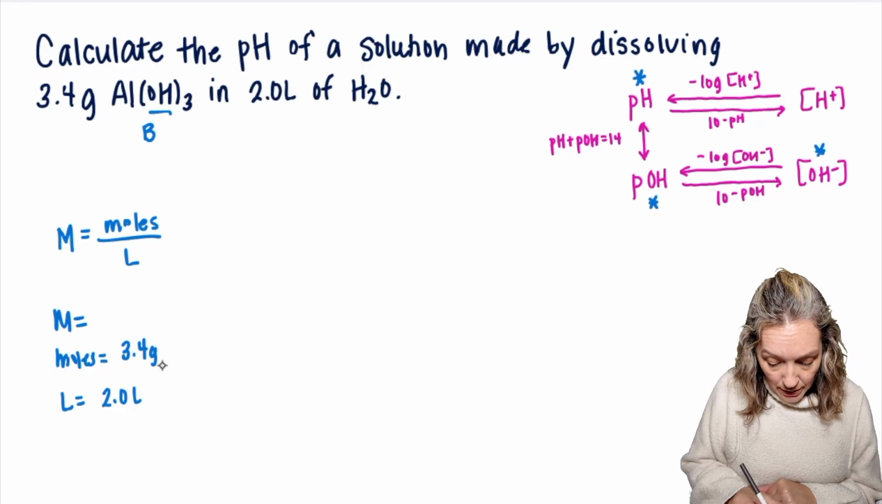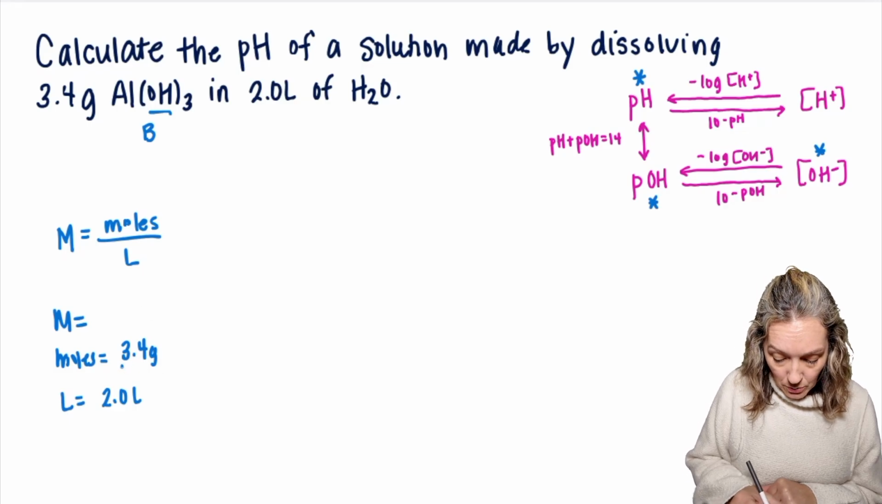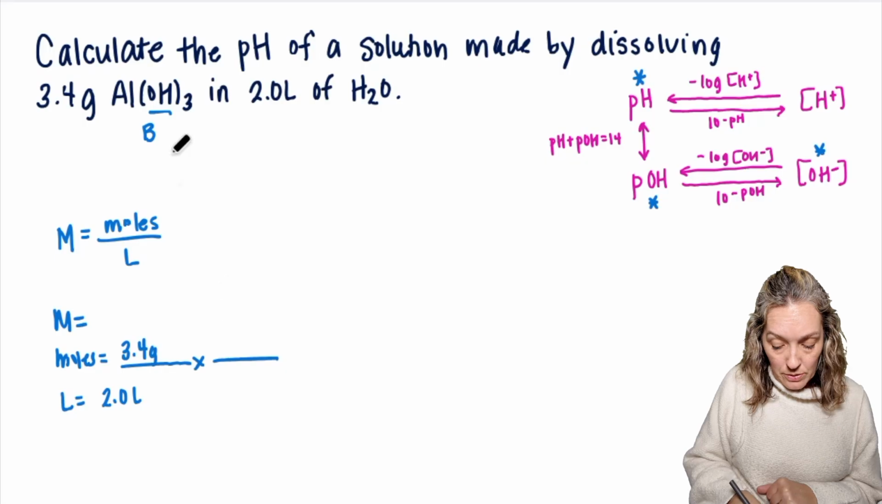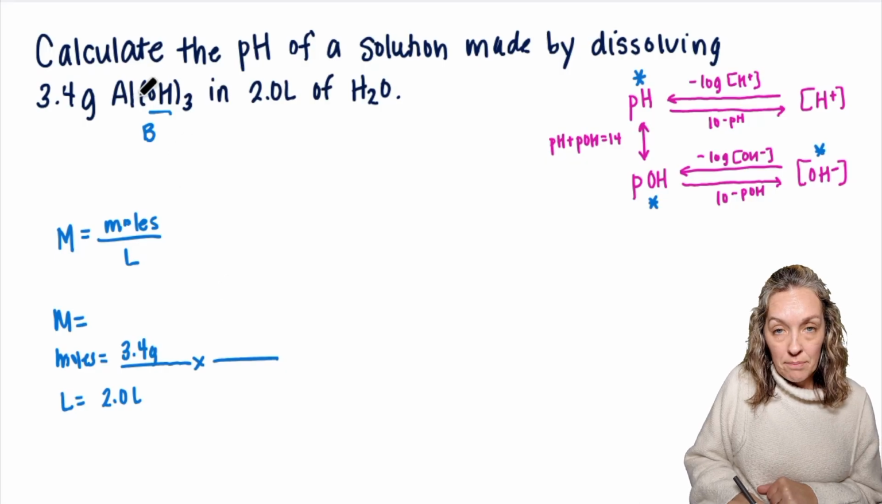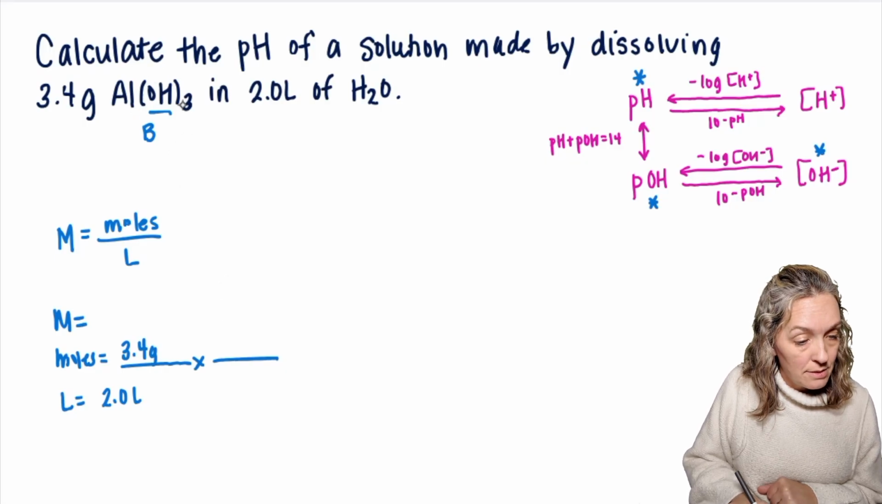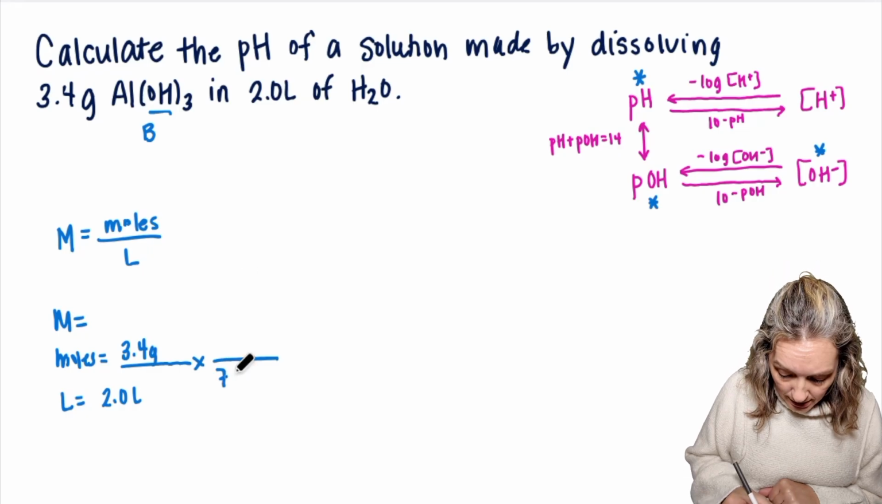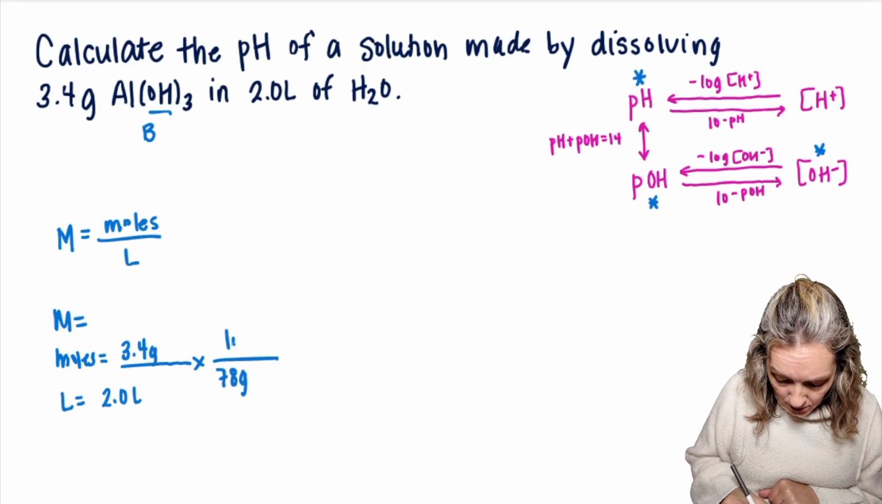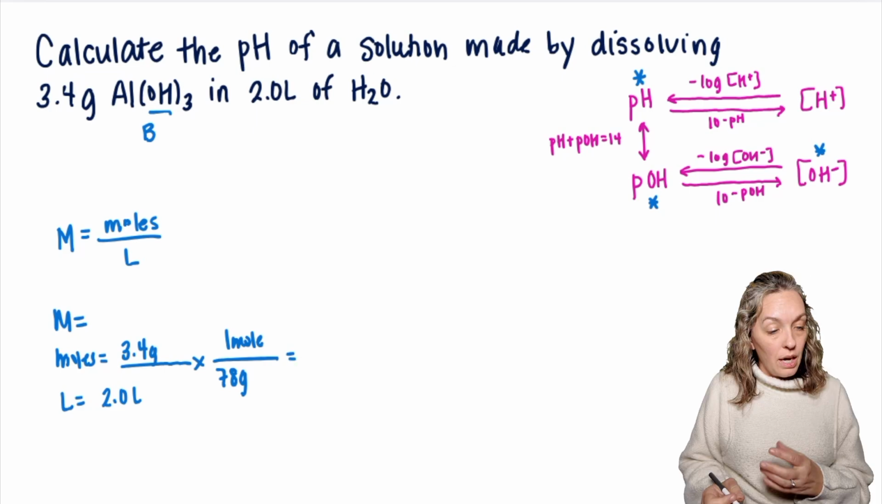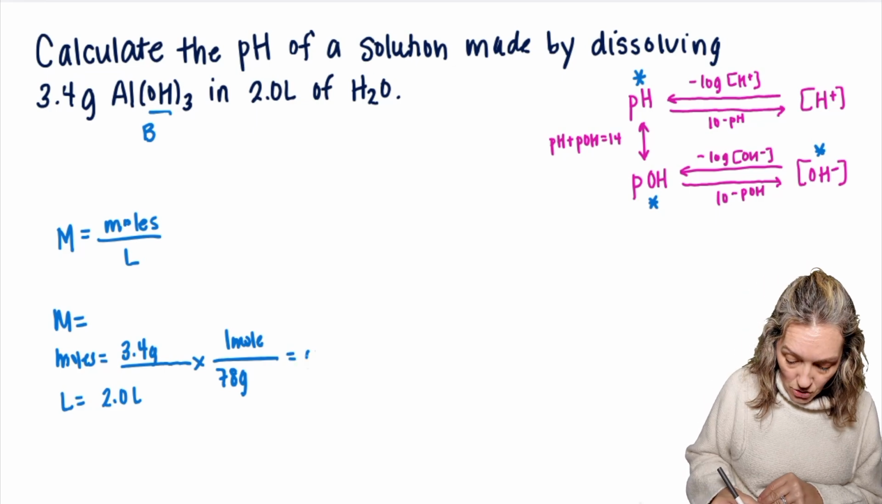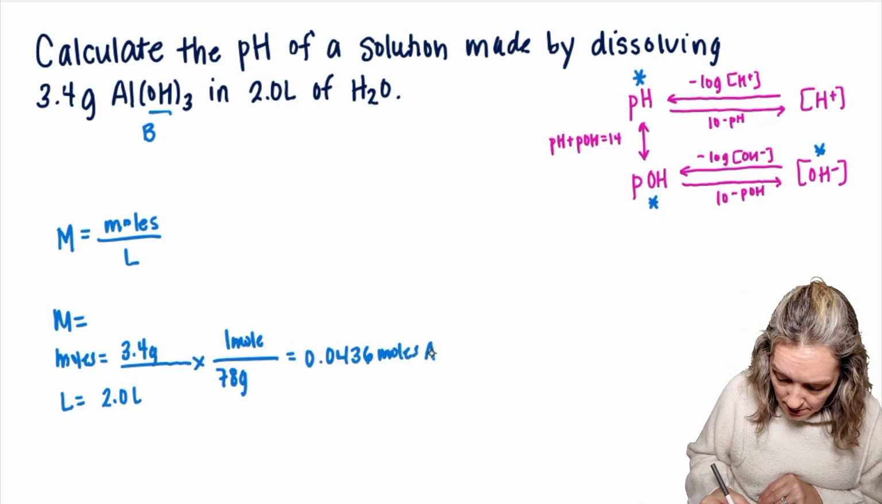So let's make sure that we have the right units before we plug it into our equation. In order to convert from grams to moles, I'm going to go to the periodic table and I'm going to add up my aluminum hydroxide's molar mass. When I do that, I get 78 grams is equivalent to 1 mole. I can use dimensional analysis to show how many moles form. This is moles of aluminum hydroxide.